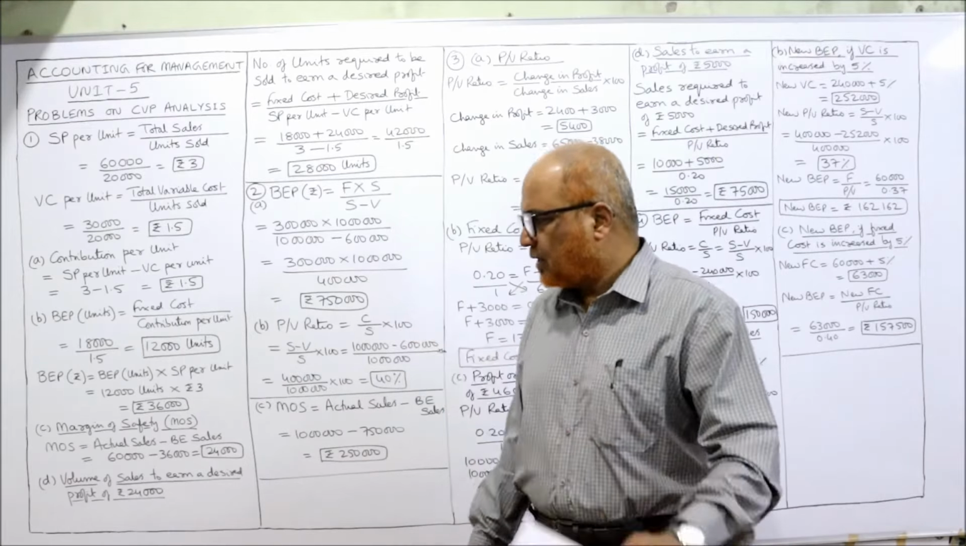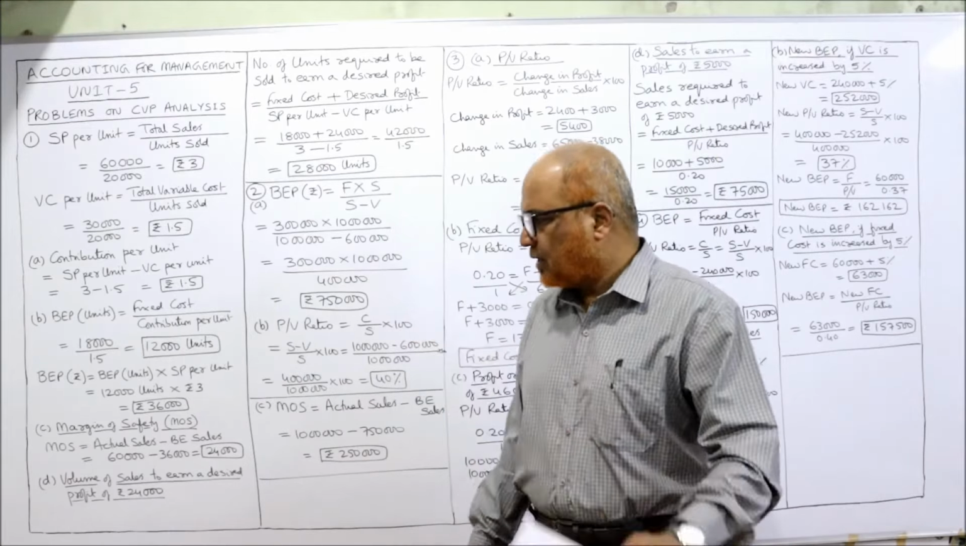Next, E point. Volume of sales to earn a profit of rupees 24,000. Volume of sales means the number of units required to be sold to earn a desired profit of 24,000. So there is a formula in marginal costing regarding this volume of sales. The formula is fixed cost plus desired profit divided by selling price per unit minus variable cost per unit, or contribution per unit, you can also take in the denominator.